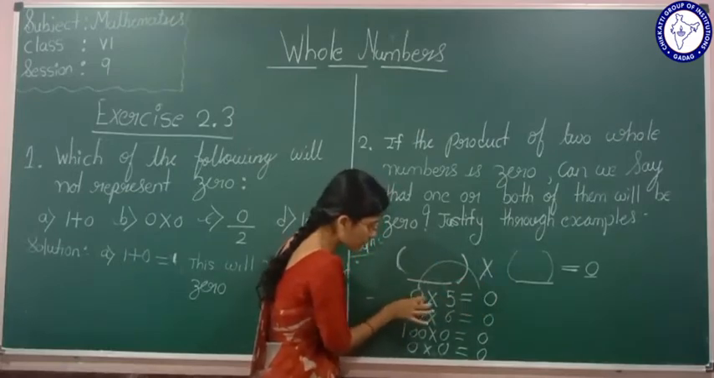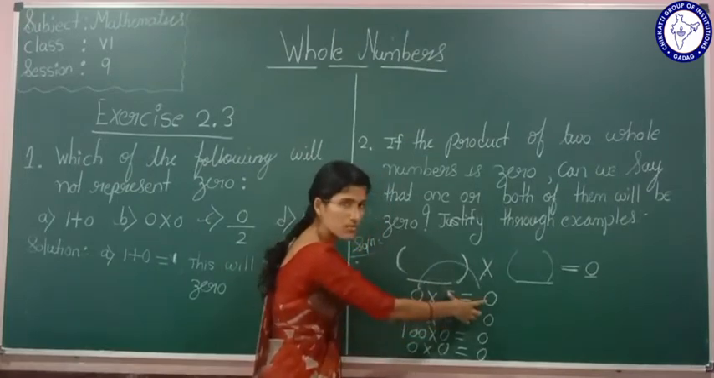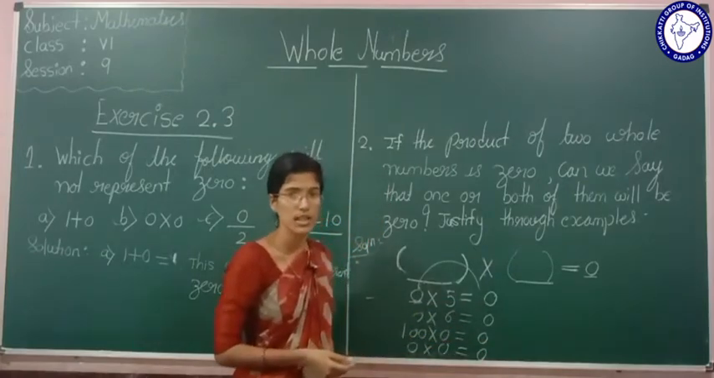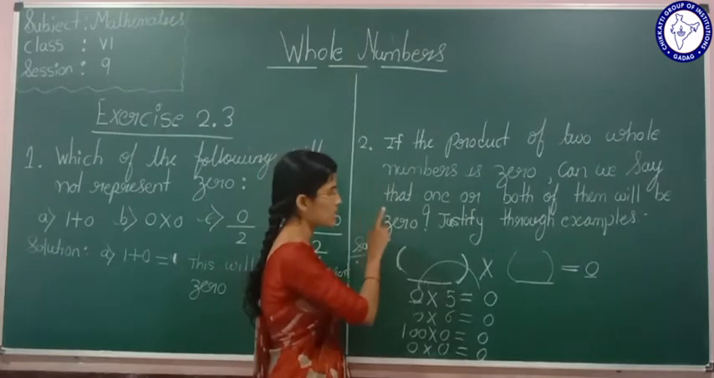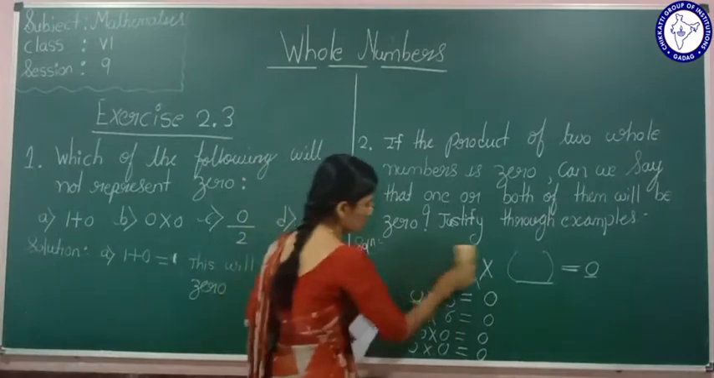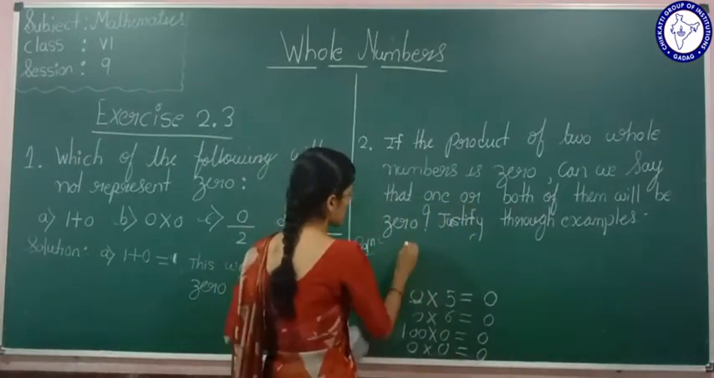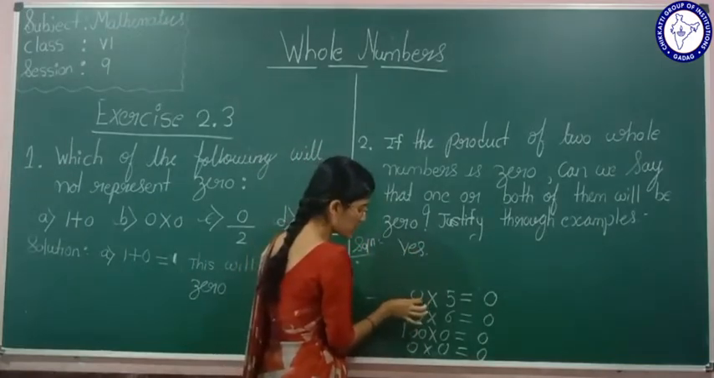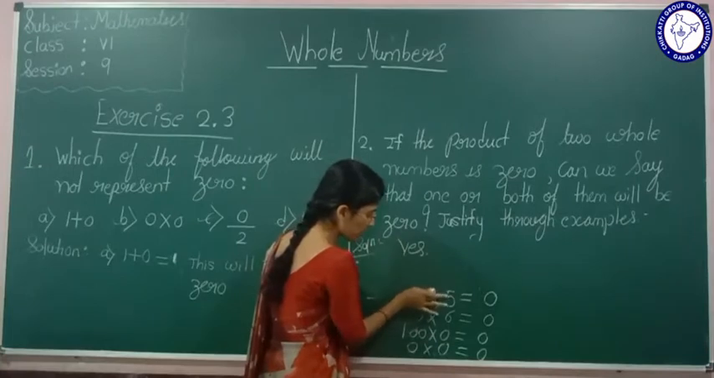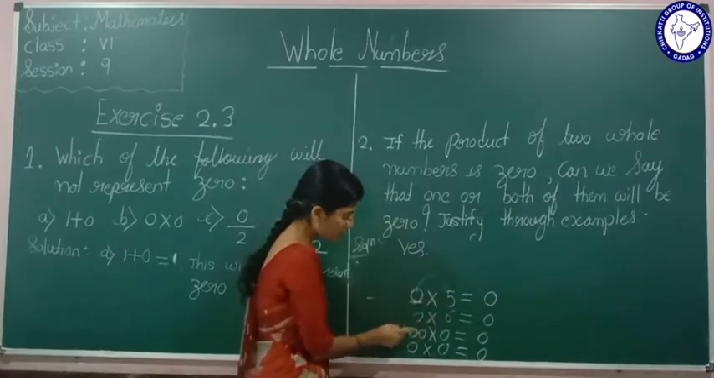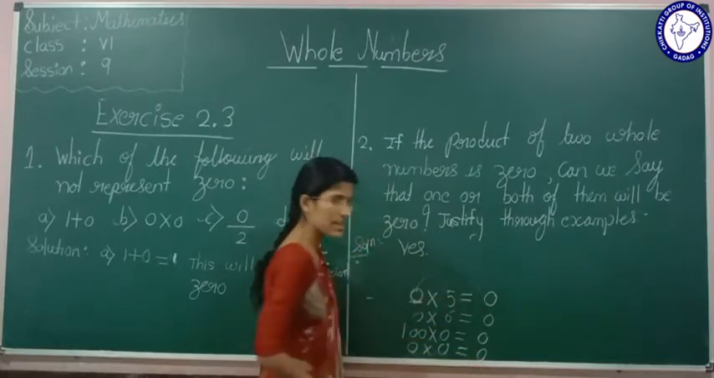If you multiply this 0 with any number, definitely the answer is 0. If both numbers are 0 also, the answer is 0 only. Whatever statement they are telling, this is correct. What can we tell here? Yes, it is correct. If one number is 0, even if the other is a different number, when you multiply, the answer will be 0. If both numbers are 0, the answer is also 0.